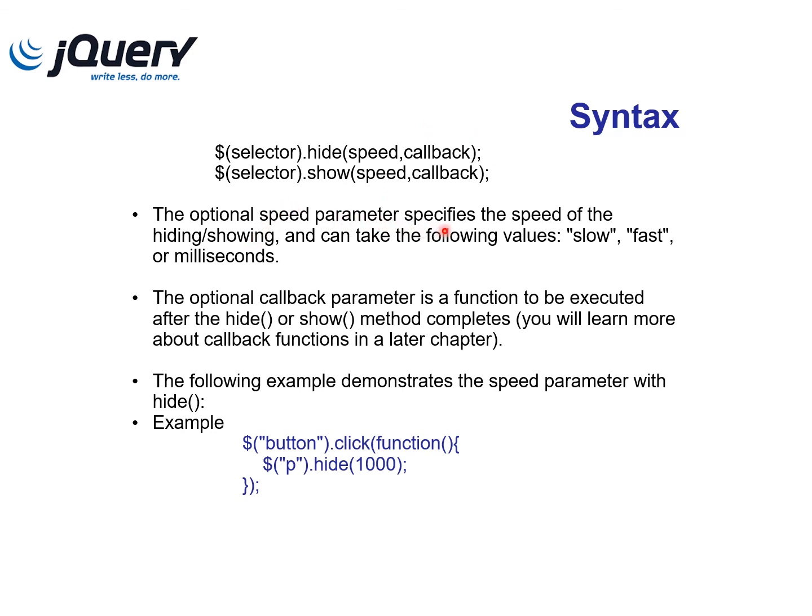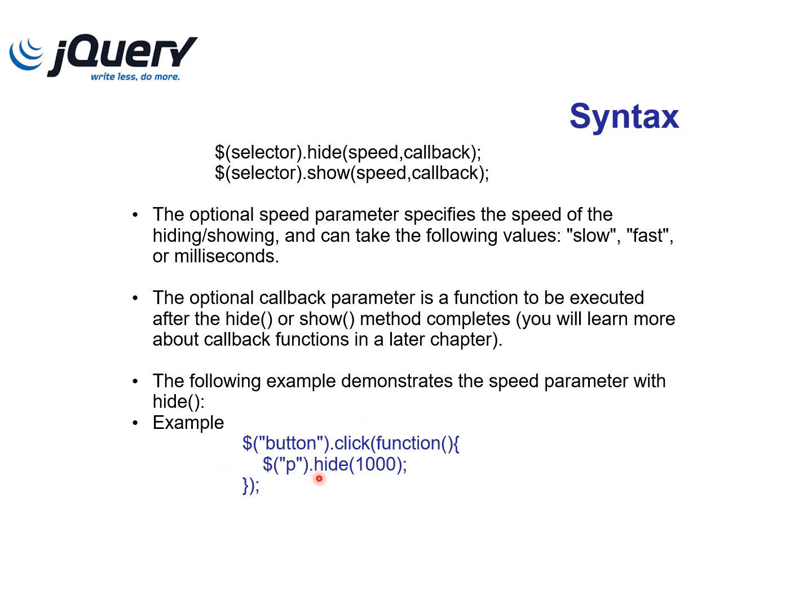The optional speed parameter specifies the speed of the hiding or showing, and it can take the following values: slow, fast, or milliseconds. The optional callback parameter is a function to be executed after the hide or show method completes. You will learn more about callback functions in the advanced JavaScript areas. We are not moving to those sessions now.